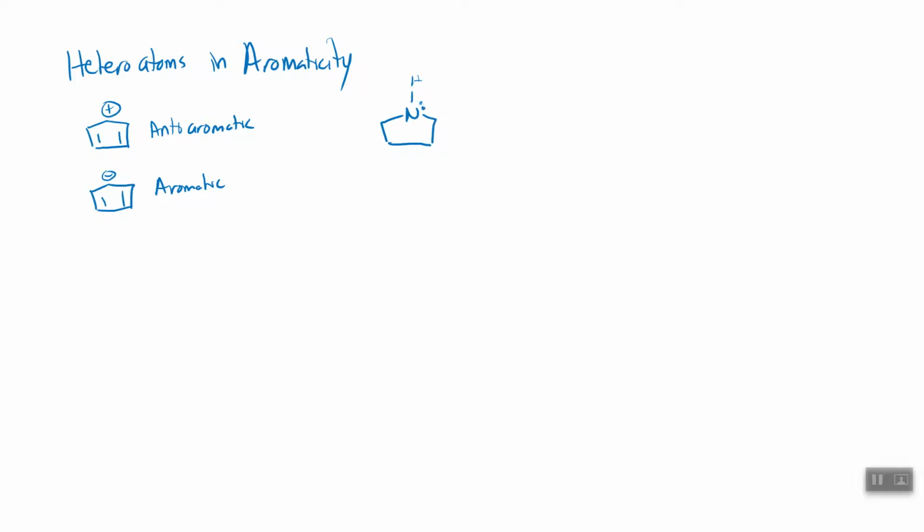Now this nitrogen has a lone pair on it because neutral nitrogen has 3 bonds and 1 lone pair. Right, remember that from the first week of Organic 1. Now we've got a lone pair here. Is this compound aromatic or anti-aromatic? Well, do we have a complete conjugated system? The answer is yes, right?